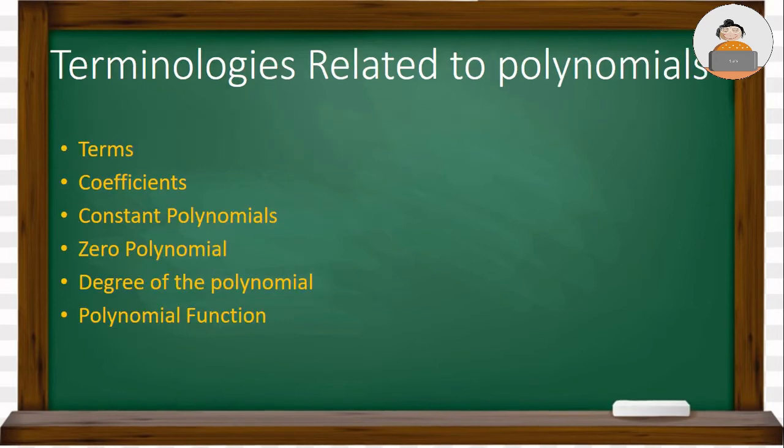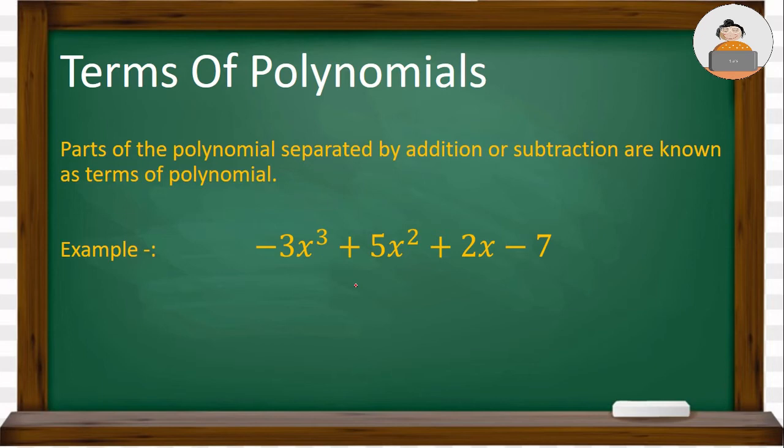Then we will be discussing some of the terminologies related to polynomials as listed below. So friends, next we will take a look at the terms of polynomials. Terms are the parts of the polynomial expression separated by addition or subtraction operators, and these are known as the terms of the polynomial. To understand it better, we have an example of a polynomial, minus 3x cubed plus 5x square plus 2x minus 7. So these are the terms of the polynomial, and this is the constant term. So we have 1, 2, 3 and 4 terms.